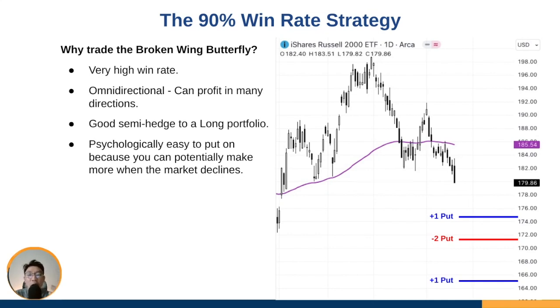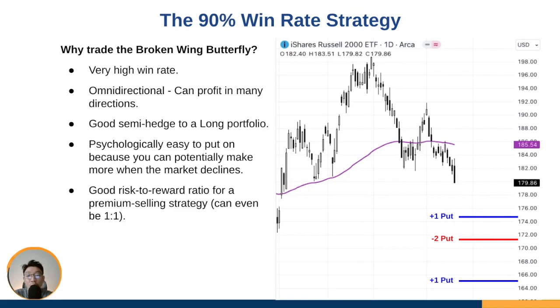Next, and I think this is a very important point that many people miss, it is very psychologically easy to put on, because you can potentially make more when the market declines. Like I mentioned earlier on, many people are afraid that the market goes down, because when the market goes down, generally people think that they're going to lose money. But in this case, you actually want the market to go down. You want it to get into this tent down here. This is where your max profit zone is. And if it does, you can actually make a pretty good profit.